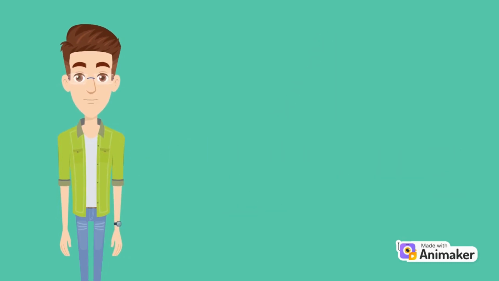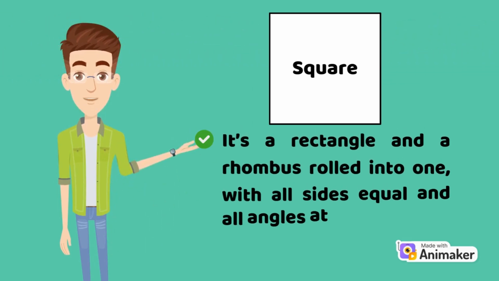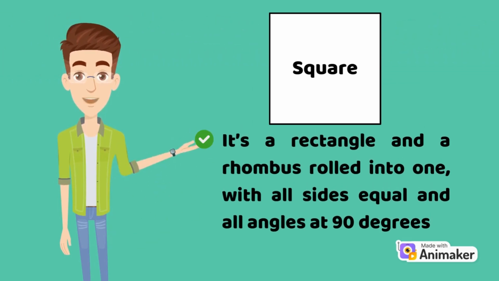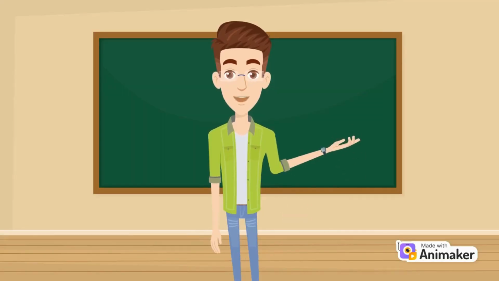And the last one is the square, the ultimate superhero. It's a rectangle and a rhombus rolled into one, with all sides equal and all angles at 90 degrees. Isn't that awesome? A square is basically the best of both worlds. But remember, every square is a rectangle, and every square is a rhombus. But not all rectangles or rhombuses are squares.